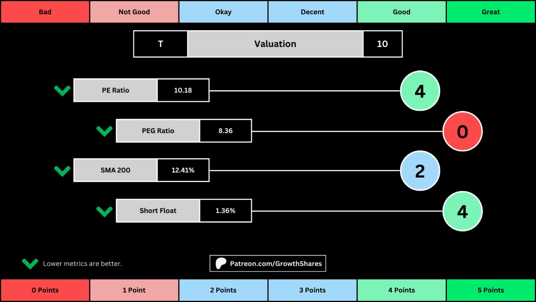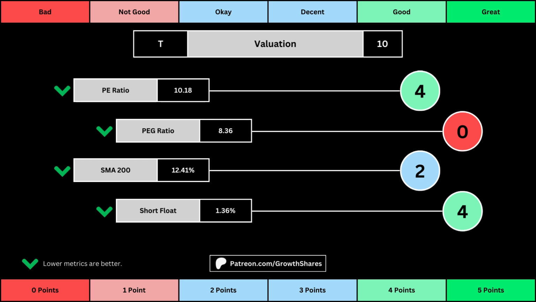This third set of metrics deals with the valuation of the company's stock based on its business. Think of the P/E ratio as a measure of speculation around the stock. We want it low. The PEG ratio adds earnings growth to the P/E ratio. Then, the 200-day simple moving average is the average stock price over that period. We want that low because it means we have a cheaper stock price.